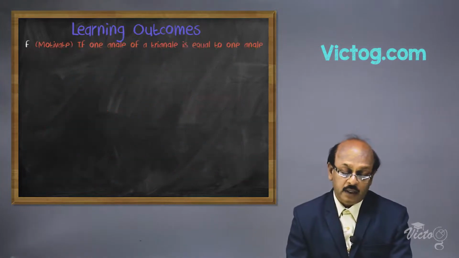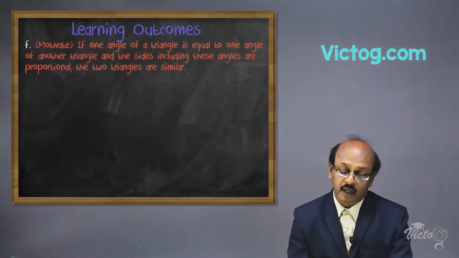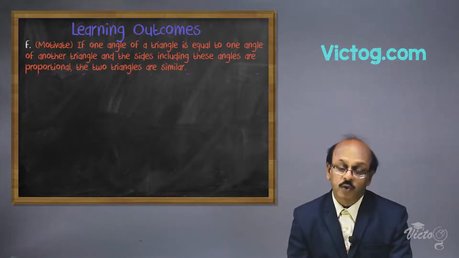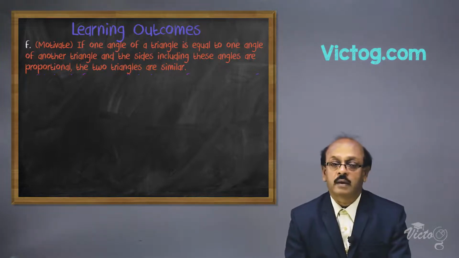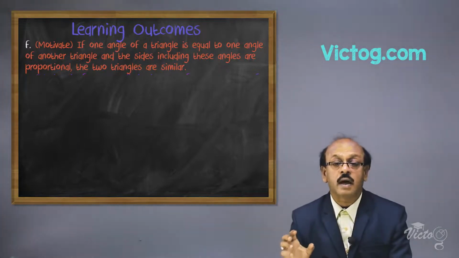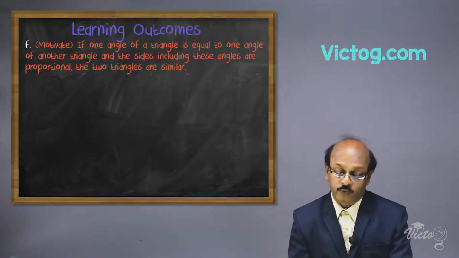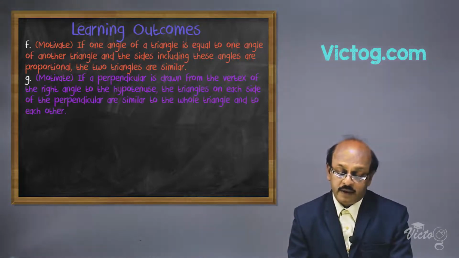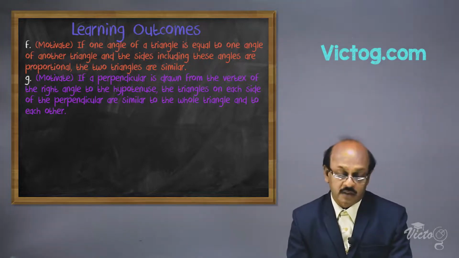Next one is, if one angle of a triangle is equal to one angle of another triangle and the sides including these angles are proportional, the two triangles are similar. These are some concepts and we are using these concepts for so many proofs. If a perpendicular is drawn from the vertex of a right angle to the hypotenuse, the triangles on each side of the perpendicular are similar to the whole triangle and to each other.